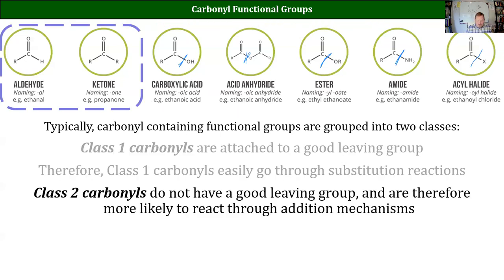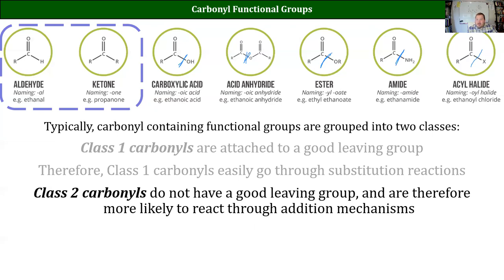However, class two carbonyls are the ones we're going to look at first. Class two carbonyls are basically limited to aldehydes and ketones. Aldehydes and ketones are their own category of carbonyl compounds because they don't have a good leaving group, and therefore they don't go through substitution reactions. They're more likely to go through addition reactions.